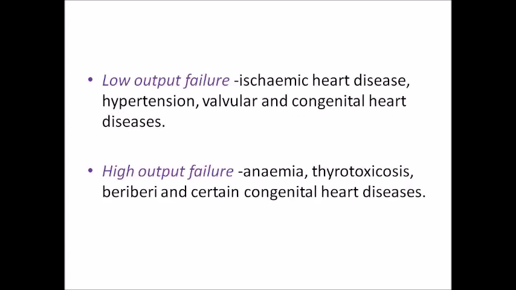One is low output failure and one is high output failure. In low output failure, the cardiac output itself is low. Examples are ischemic heart disease, hypertension, valvular and congenital heart diseases. Here the cardiac output is low and you have a congestive cardiac failure. In high output failure, the cardiac output is high but still the body's oxygen demand is not met. Such conditions are anemia, where even though there is volume, because of the lesser amount of hemoglobin, the body's oxygen demand is not met. Similarly, thyrotoxicosis, beriberi, and certain congenital heart diseases also cause high output failure.